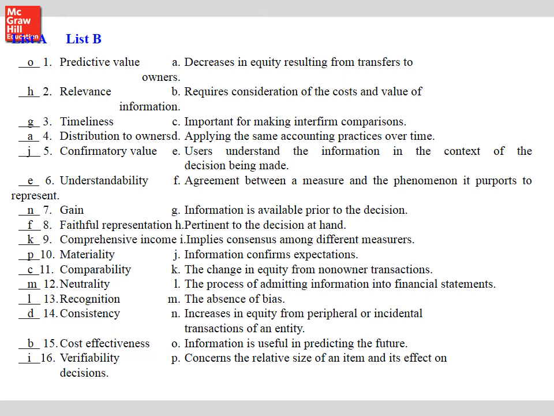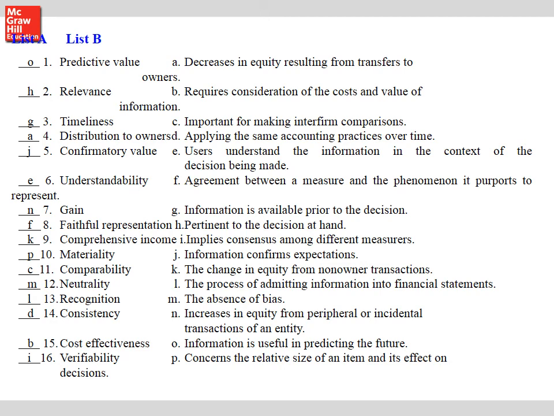Distributions to owners are A, decreases in equity resulting from transfers to owners. Confirmatory value, J, information confirms expectations. Understandability, users understand the information in the context of the decision being made.